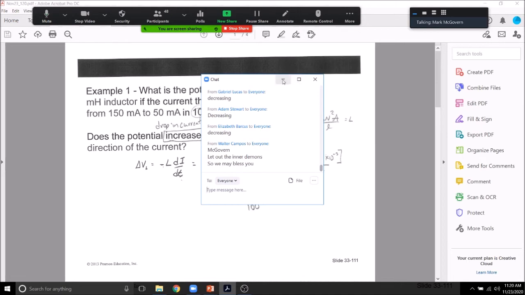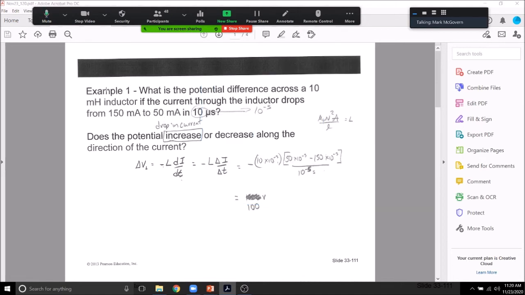Pretty tree. All right, what's the potential difference across a 10 millihenry inductor if the current through the loop drops from 150 milliamps to 50 milliamps in 10 microseconds? Now, this is a di/dt. However, this appears to be a linear decrease in the current, so we are safe to turn these d's into deltas and just work out the rate at which the current drops.